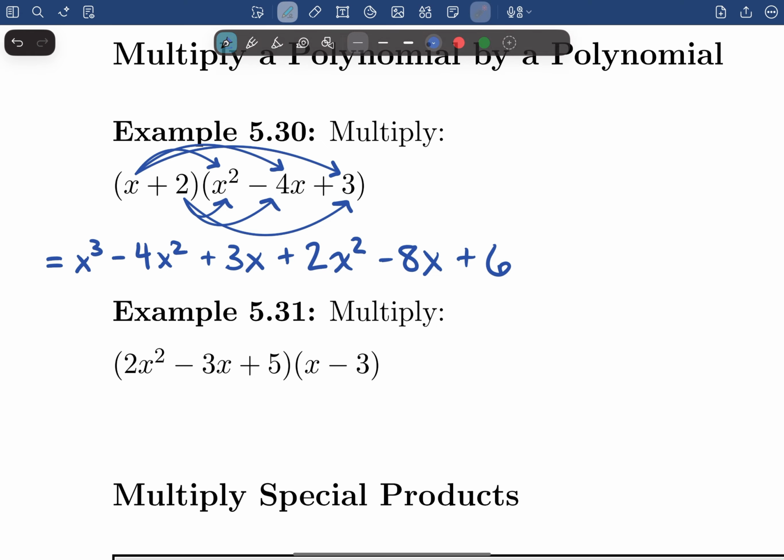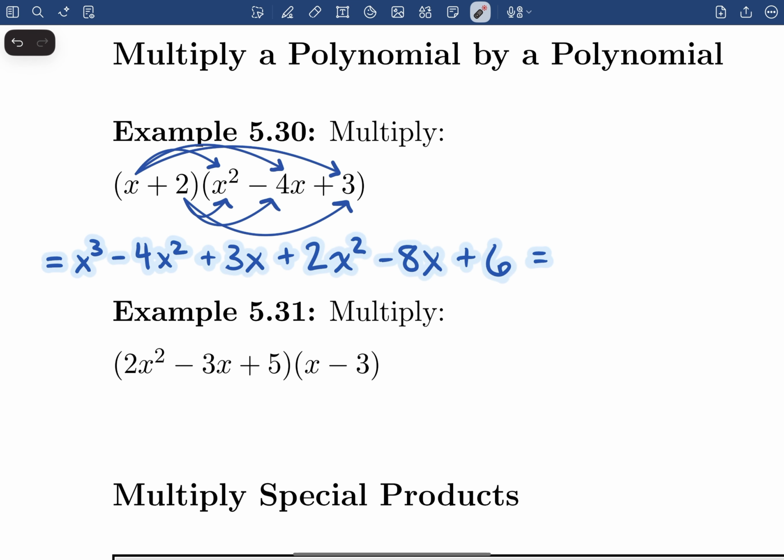There we go. So I have just laid out all 6 of the terms that result in me multiplying this binomial by this trinomial. So in the end, your only objective is to multiply every term of the first polynomial with every term of the second polynomial, and you'll get the result. Now, there are like terms in this case, right? So I see a negative 4x squared and a positive 2x squared. Those are like terms because they have the same variable with the same power. And I see a positive 3x and a negative 8x. Those are like terms as well.